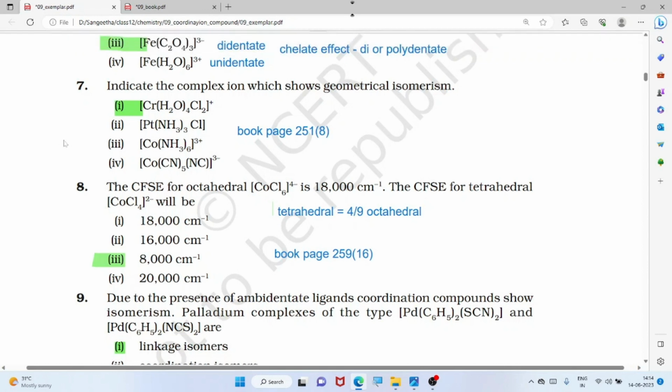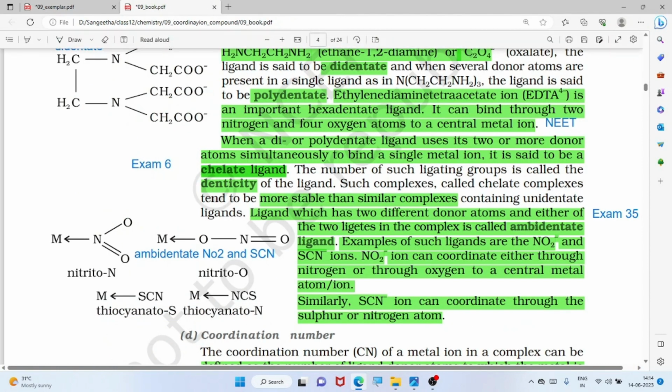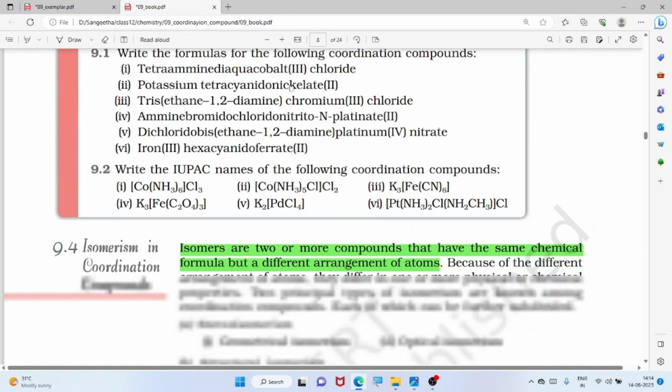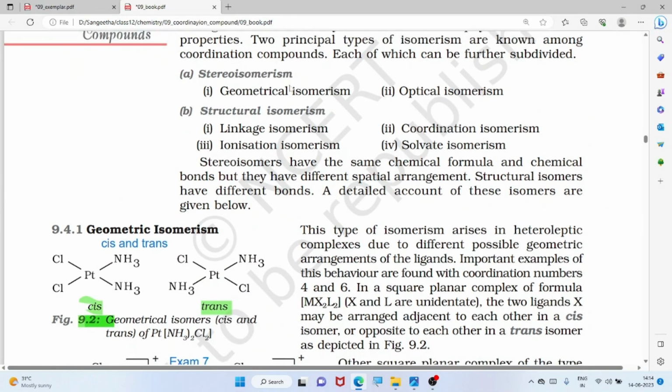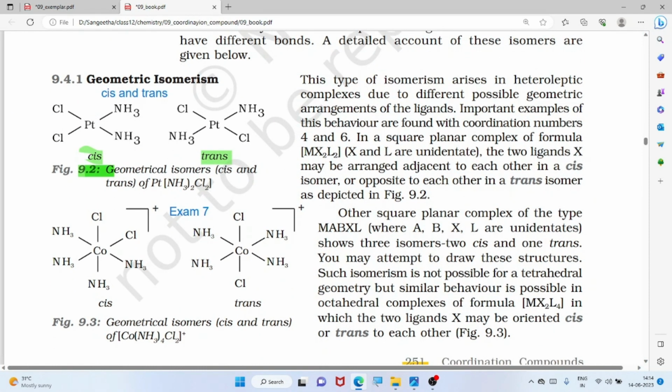Indicate the complex ion which shows geometrical isomerism. Okay, that is given in the whole. So you can see this geometrical isomerism, cis and trans isomers.